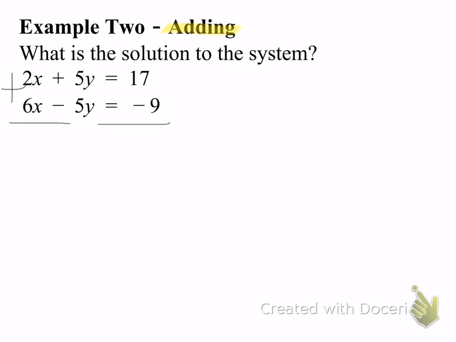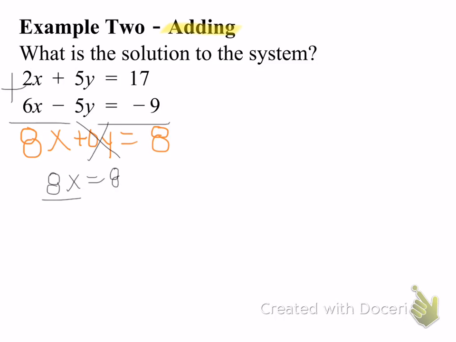When you add down, you've got 2 plus 6. That gives you 8x. Then you have positive 5 minus 5. That gives you a plus 0y. And then equals your 7 minus 9, or 7 plus negative 9, which gives you 8. So we know that you can cross that out. So you have 8x equals 8.